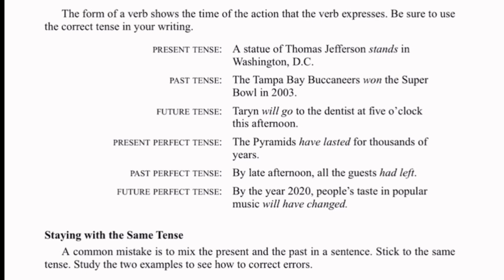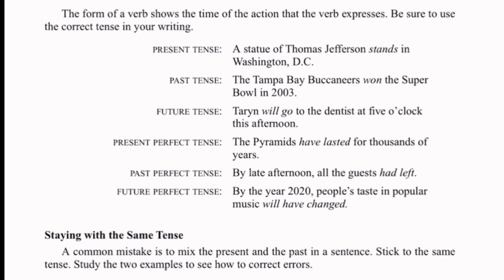That is future tense. What about present perfect? An action that has just been completed and you can see the evidence now. The pyramids have lasted for thousands of years. Have lasted. Present perfect. What about past perfect? By late afternoon, all the guests had left. An action that happened in the past before another action. What about future perfect tense? An action that will be perfected, that will be completed in future. By the year 2020, people's taste in popular music will have changed. Probably we are saying that in 2010.